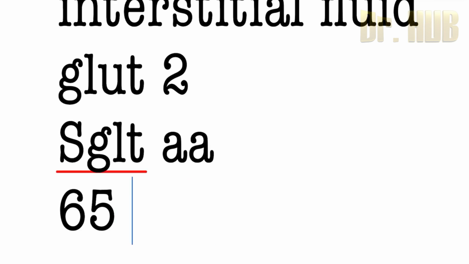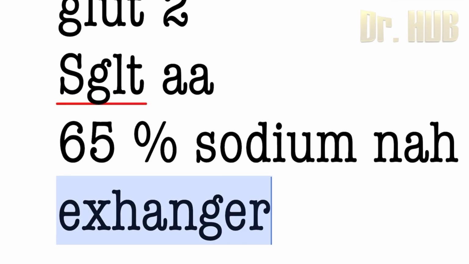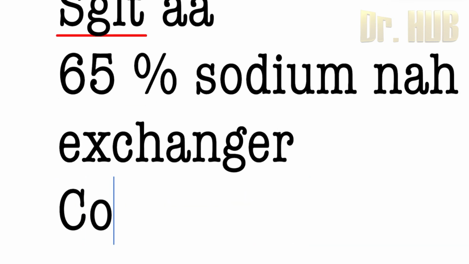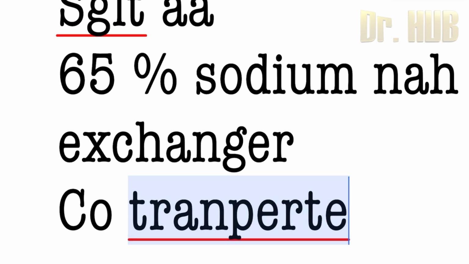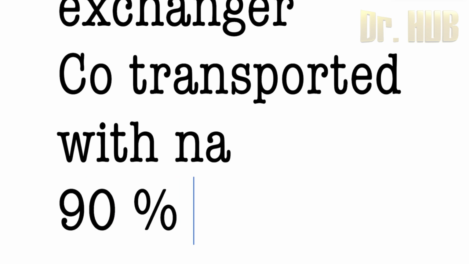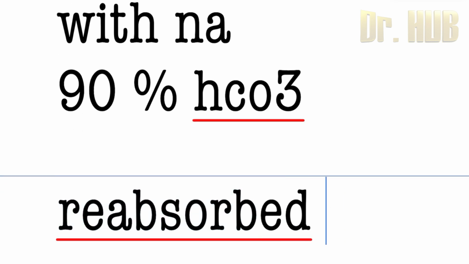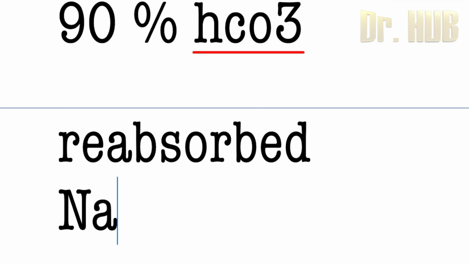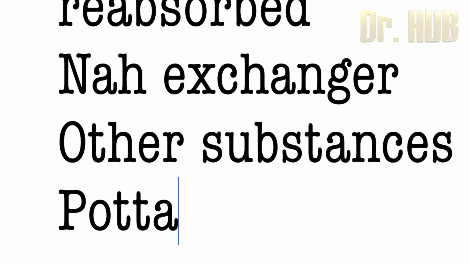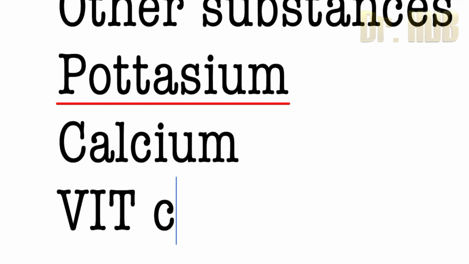Then about 65% of the sodium is via the NaH exchanger, and the phosphates are also co-transported with the Na. About 90% of the HCO3 is reabsorbed through the NaH exchanger. And other substances, what does it include? It can include potassium, which is maximum, and then the galactose, fructose, calcium, uric acid, and also the vitamin C.